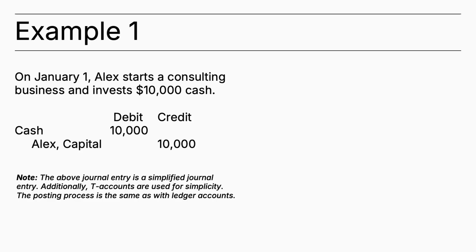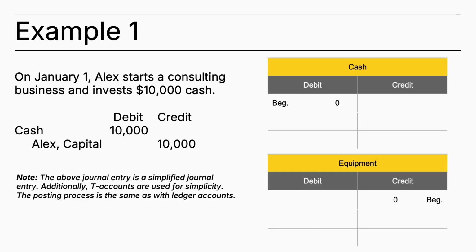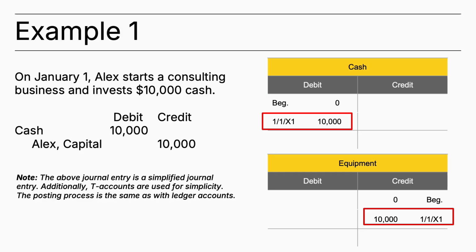The owner contributes $10,000 in cash to the business. Cash is debited and capital is credited. Let's post this entry to the ledger. Watch carefully where each amount goes. The debit to cash for $10,000 is transferred to the debit side of the cash account, while the credit to capital is transferred to the credit side of the capital account. Notice that the amounts stay exactly the same. The account names stay exactly the same. The only thing that changes is where the information is stored.